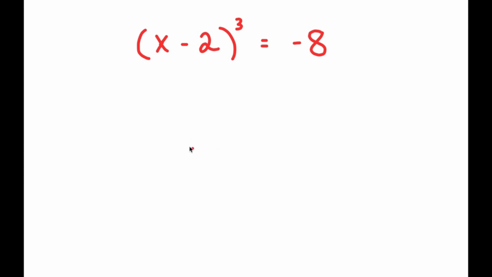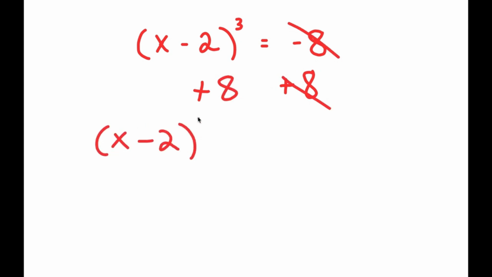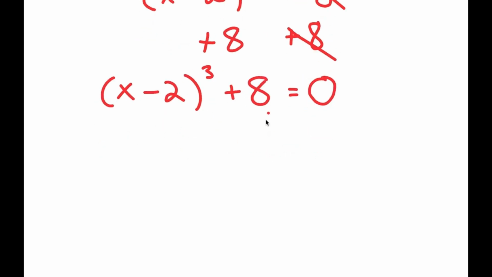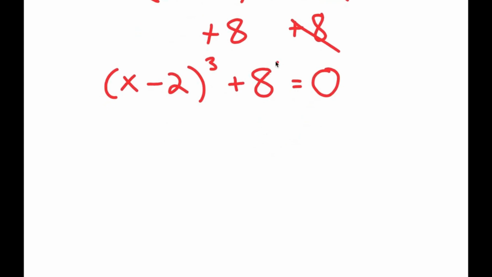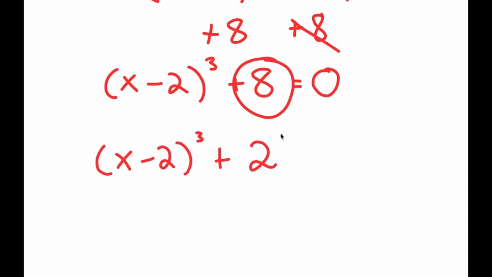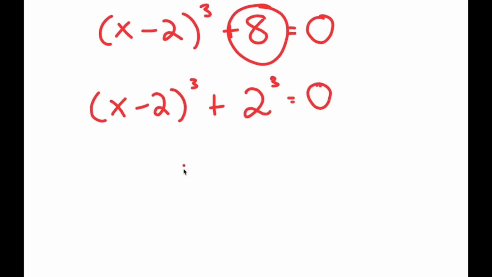Alright, so in this problem, I have (x minus 2) to the power of 3 is equal to negative 8. To solve this, I'm going to first start by adding 8 on both sides. So these two cancel out, and I get (x minus 2) to the power of 3 plus 8 is equal to 0. Now from here, I can rewrite 8 as 2 to the power of 3. So I have (x minus 2) to the power of 3 plus 2 to the power of 3 is 0.